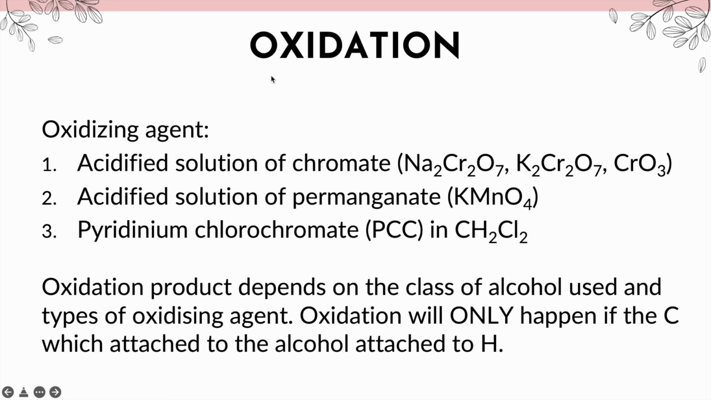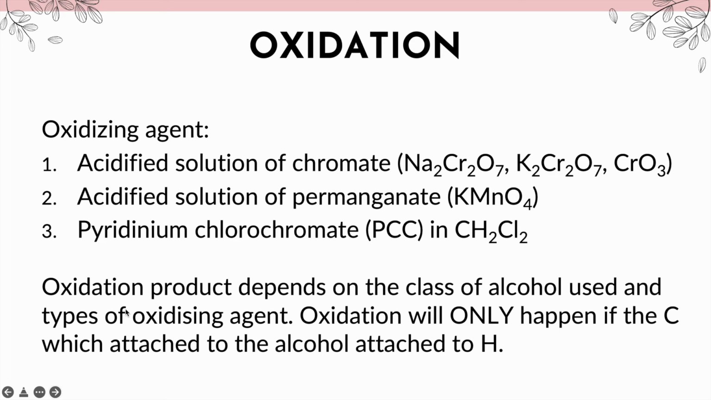Next reaction is oxidation. In oxidation, we use an oxidizing agent. The oxidizing agent can be an acidified solution of chromate, so anything with Cr, acidified: Na2Cr2O7, K2Cr2O7, or CrO3. Another oxidizing agent is acidified solution of permanganate, for example, KMnO4. Next, pyridinium chlorochromate, PCC, in organic solvent, CH2Cl2.